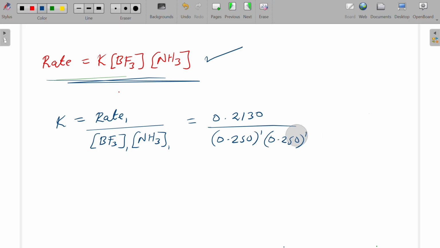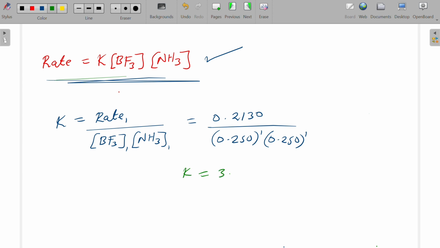Now, the orders must be put there. Here it is 1, and when it's 1 you don't need to write it. But if this was second order, or maybe zero order, those orders play a very big role, and you need to put them where they are supposed to be. This is first order and that's first order. We don't need to show them in this case, but I've shown them anyway. So let's continue with our mathematics.